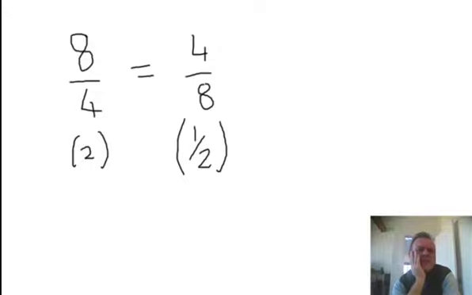Well, there you go. 8 divided by 4 is not the same as 4 divided by 8. So you can't swap those around. One produces a 2, one produces a half. So you can't have the commutative property. You can't do subtraction. You can't do division. So it only works with addition and multiplication. And that's the commutative property.